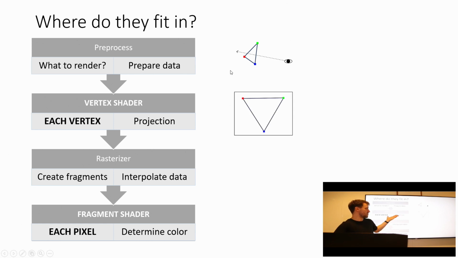This could be the output of your vertex shader. It flattens everything, does a certain perspective projection, and your points end up on a flat plane. Then the rasterizer runs, which creates fragments. For now, you can just think of those as pixels. Each fragment is a pixel. And it interpolates all of the data between these.